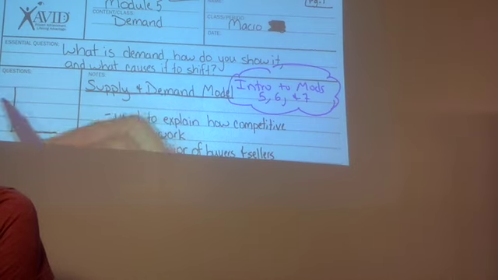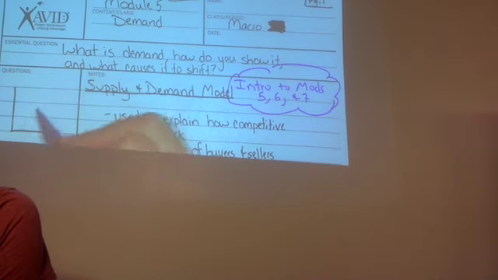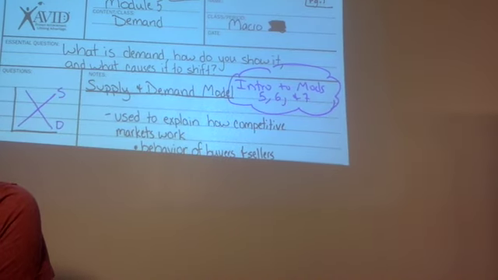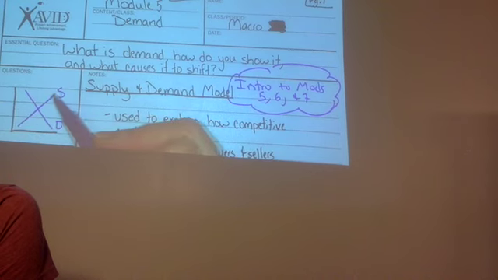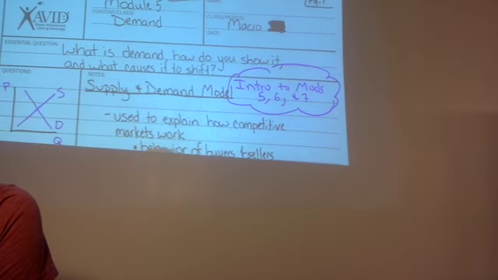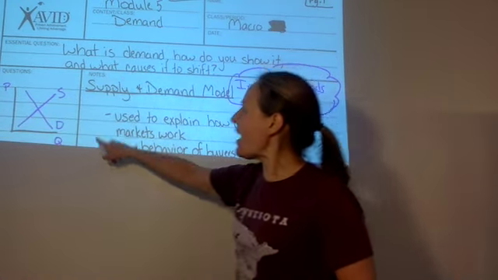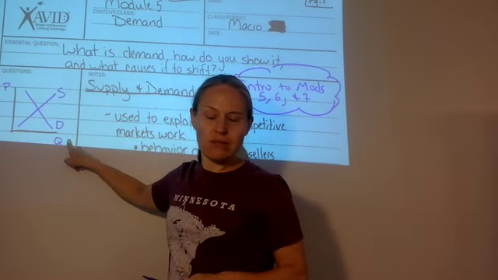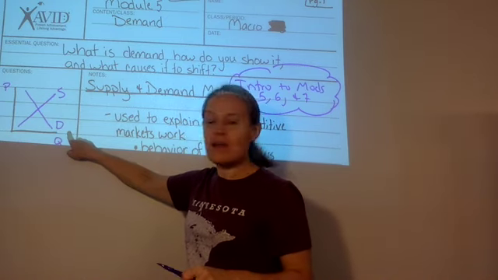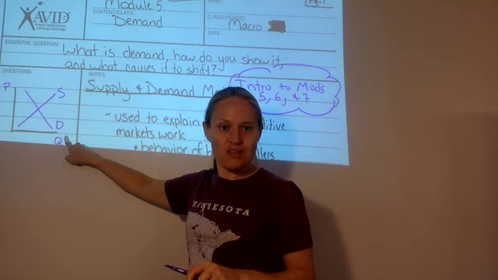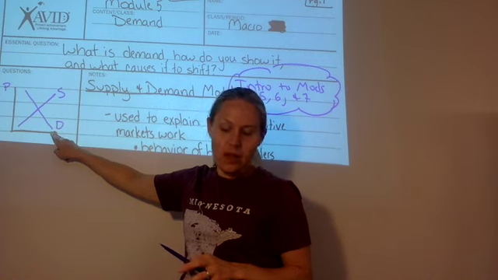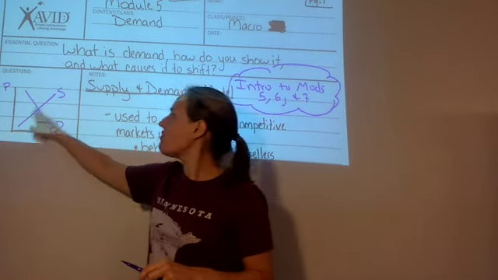Over here we see another set of axes, and I'm going to show you right now that our model looks like this. We have a supply line, a demand line, and then a P here for price and a Q here for quantity. We are not going to get to this entire model until the end of module 6 and then into module 7. Today we're just focusing on one of these lines, the demand line. Then for module 6, we'll get into the supply line.